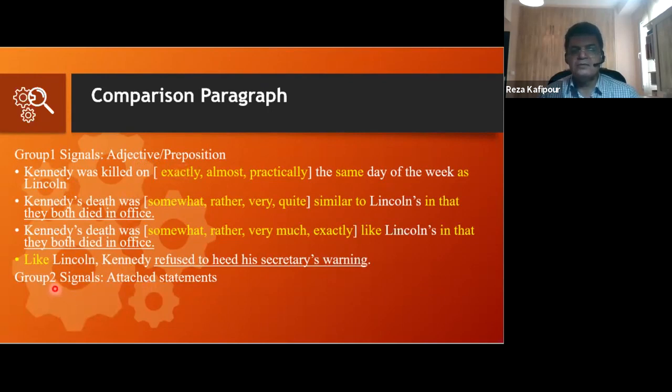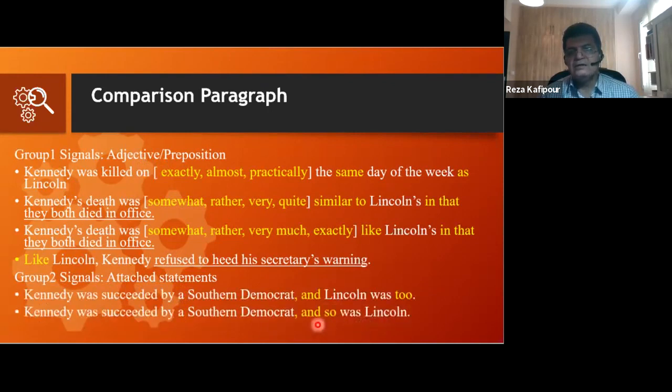The second group of signals is the attached statement. We call it attached statement. It is the use of and to, and another structure, and so. But as you see, they are used differently: and to, and so. So let's see. We want to say that Kennedy and Lincoln were both succeeded by a Southern Democrat. How to show it? Succeeded by a Southern Democrat is actually the basis of comparison.